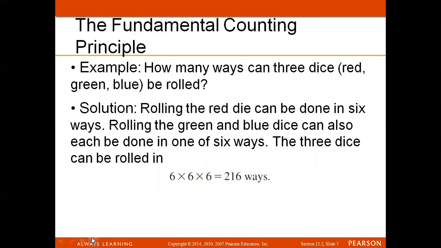How many ways can 3 dice, red, green, blue, be rolled? Rolling the red die can be done in 6 ways. Rolling the green and blue dice can also be done in one of 6 ways. The 3 dice can be rolled in 6 times 6 times 6 ways, or 216 ways.